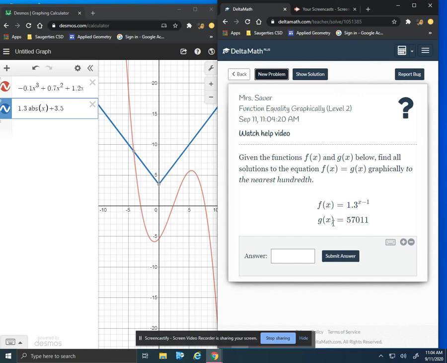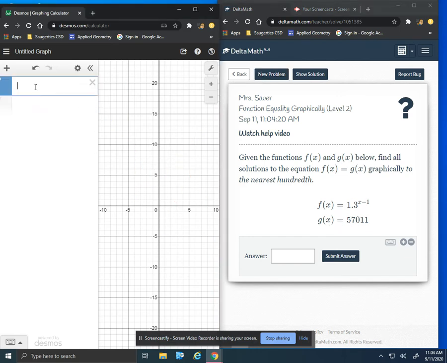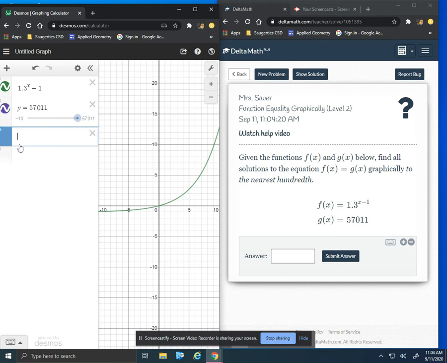Okay, so see how we have a crazy g of x value? I'm just going to type these two in and show what we would do with that. So my first function is negative 1 or 1.3, sorry. Shift 6, right, to get our exponent, 3x minus 1. And my second function is 57,011. And actually, when I have a constant on this calculator only, you have to type y equals. Okay, ignore the stuff below it.